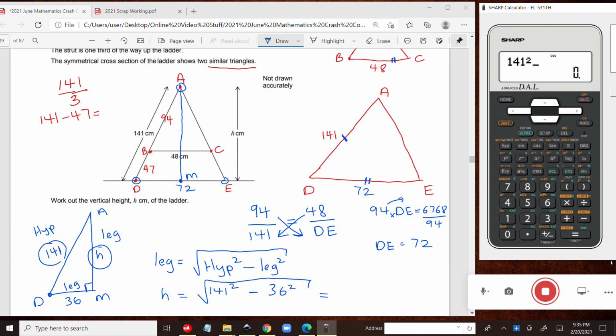141 squared minus 36 squared is this big number, 18,585. We have to square root that now. Square root the answer we just got. Oh, and we got a final answer of 136.33 centimeters.